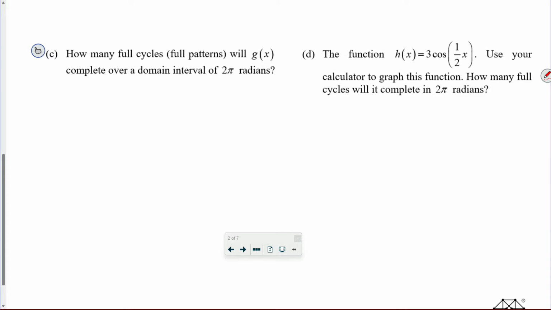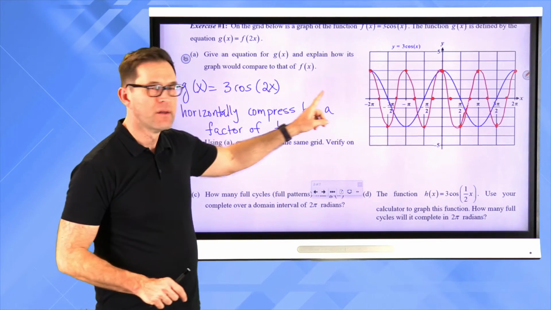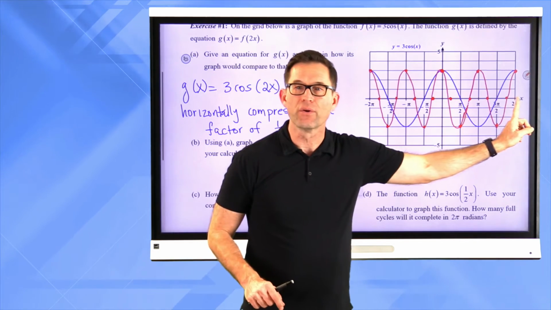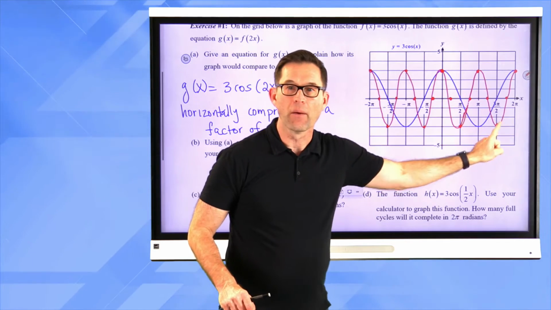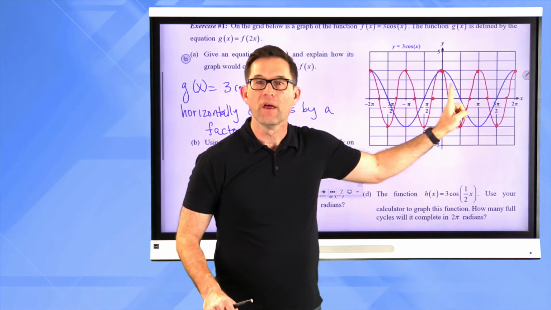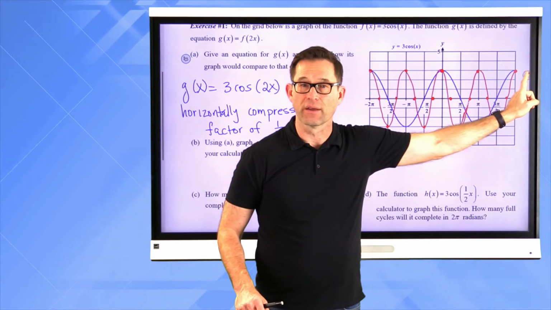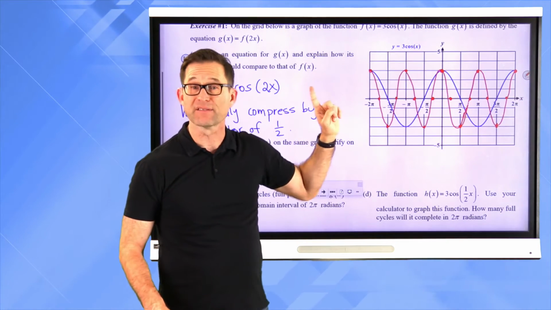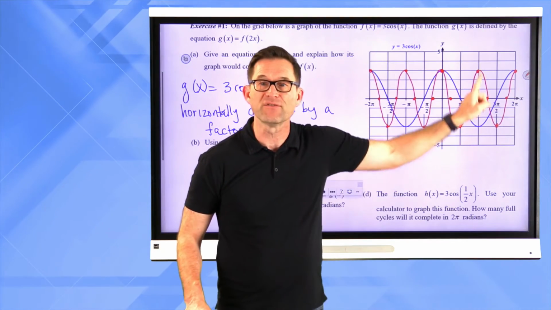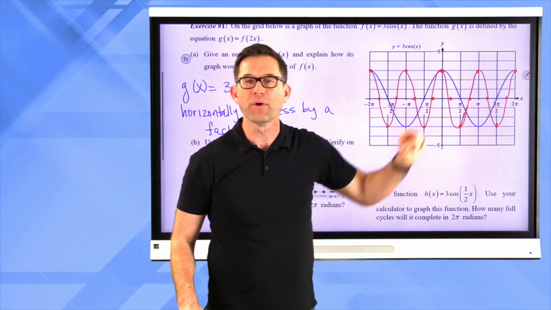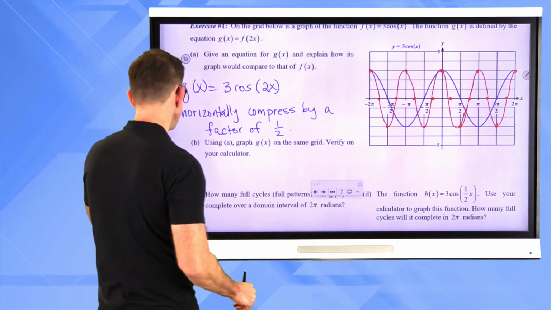How many full cycles, full patterns, will g of x complete over a domain interval of 2 pi radians? All right, well, let's take a look. Let's just start at 0 and go to 2 pi, right? We get 1 full cycle, and we get 2 full cycles, right? Normally, we just get 1 full cycle. If the number that's multiplying x is 1, then we just get 1 cycle within 2 pi radians. But by multiplying it by 2, we speed our curve up, and we get 2 full cycles in.